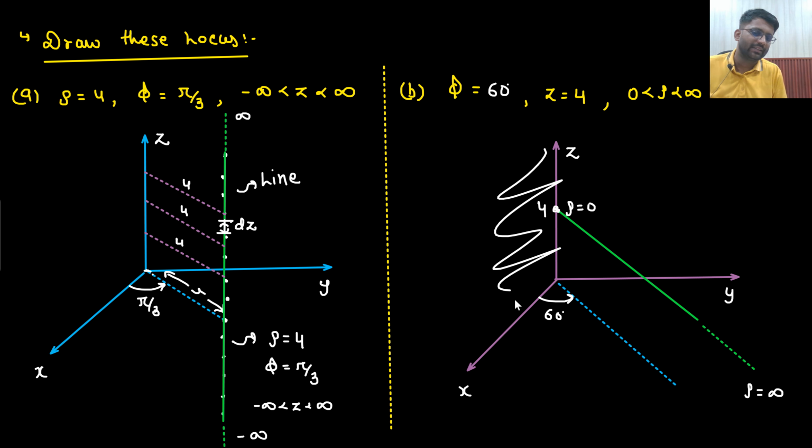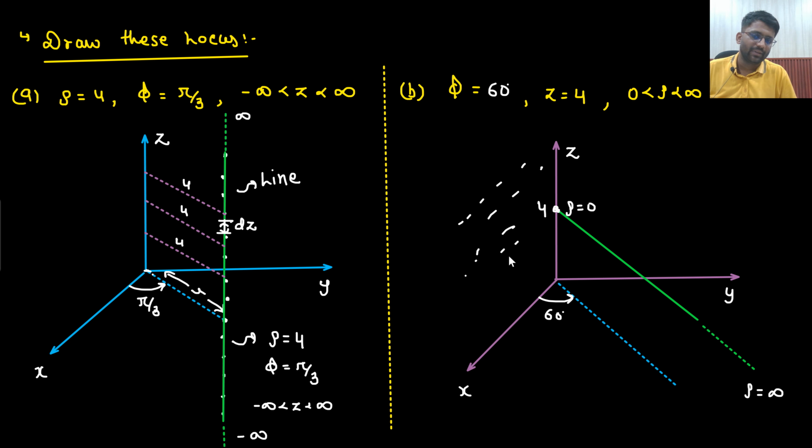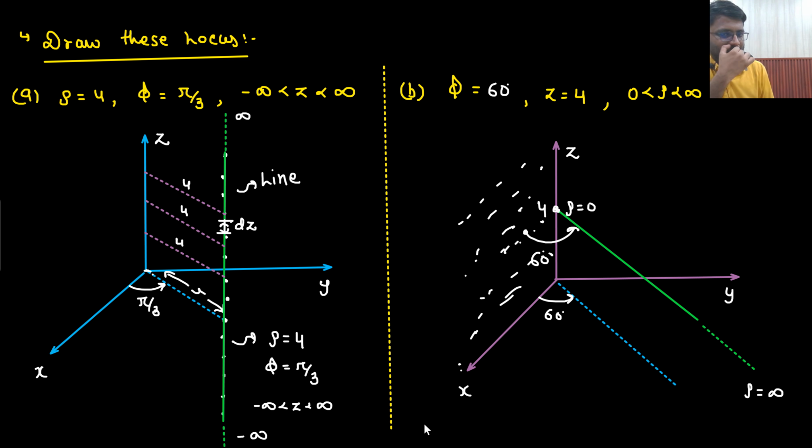I hope you are able to visualize in 3D. Let's try to make you visualize in 3D. This is the xz plane. So it is making an angle of 60 degrees, with rho going from 0 to infinity. Understandable?